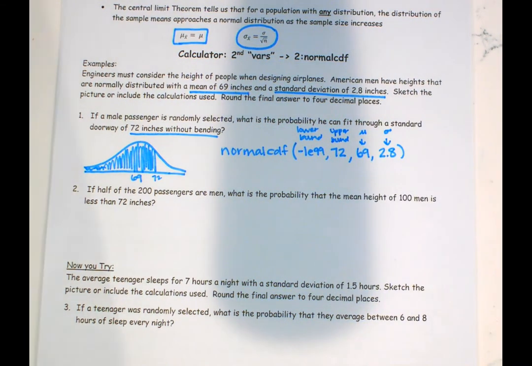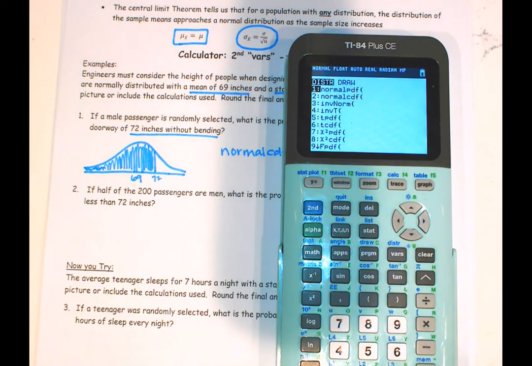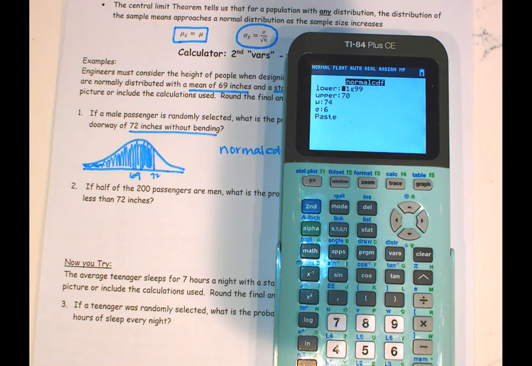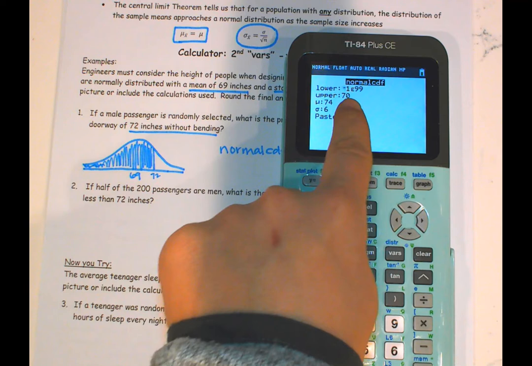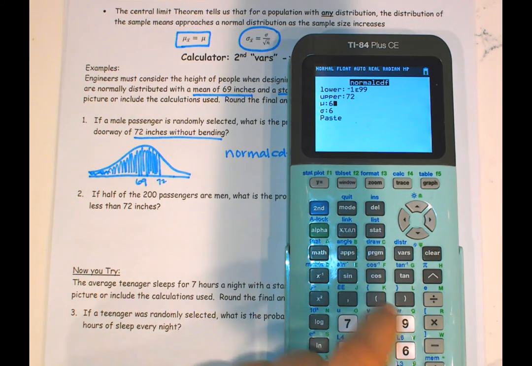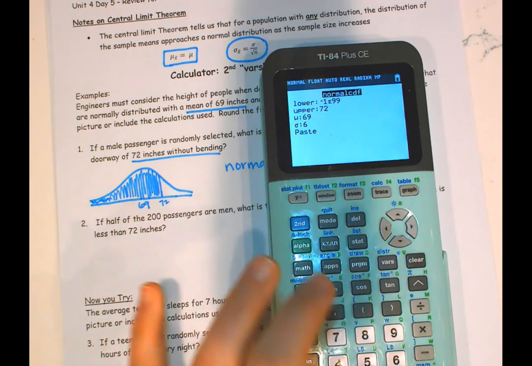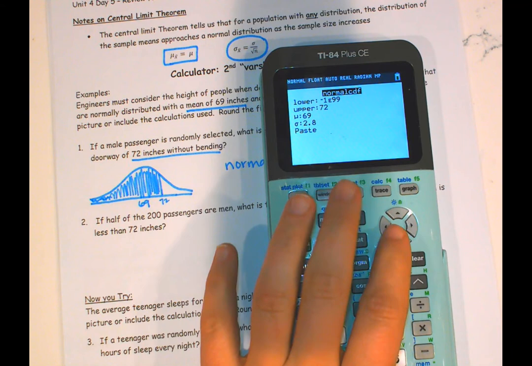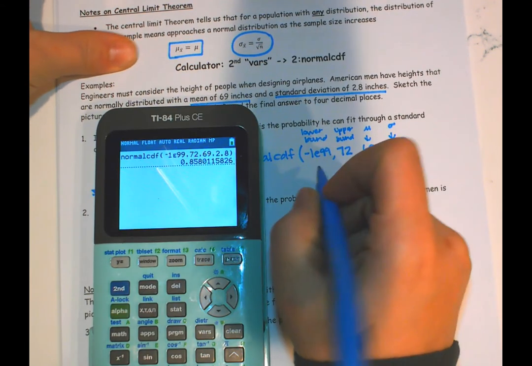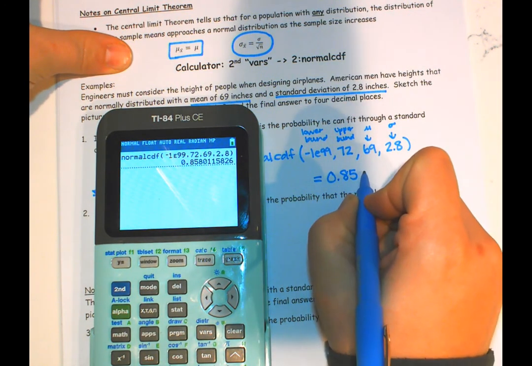So we go ahead and put that in our calculator. To do that, we hit 2nd VARS. We go to number 2, which is our normalcdf. Our lower bound is -1E99. Our upper bound is 72, our mean is 69, and our standard deviation was 2.8. Then when we hit paste and calculate, we have that there's a probability that the one person we select is 0.8580.